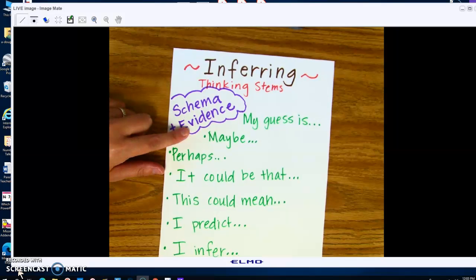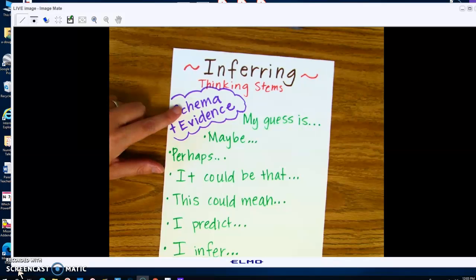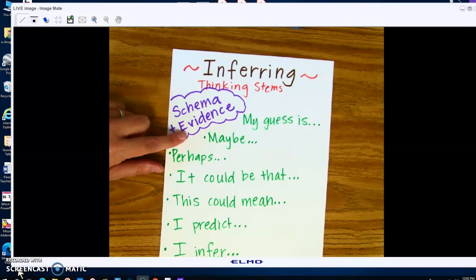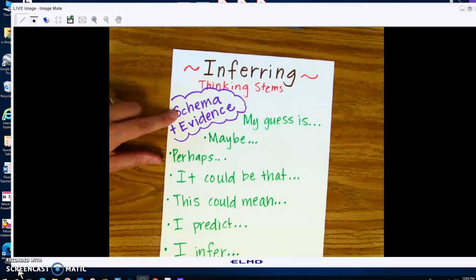Where do we get the evidence from? Where do we find evidence in? No, schema is where we've been. Evidence, where do we get evidence, Grant? No, where do we get evidence, Xavier? In the book. So the words and the pictures in a story are our evidence. Schema is where you've been or what you've done and how you know things.